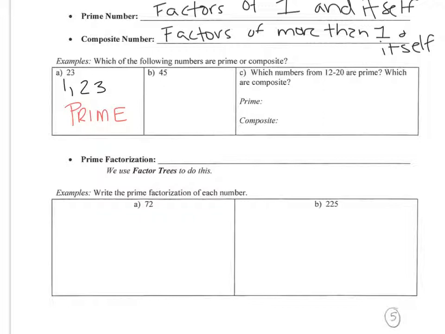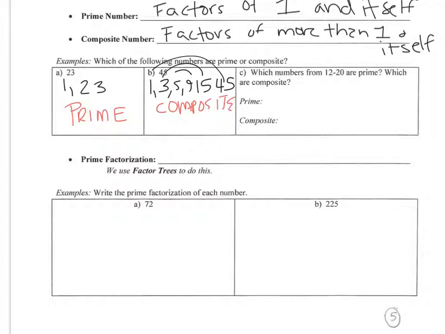Now I do 45. 1 and 45. 2, no. 3 goes into 45, since 4 plus 5 is 9, and that's divisible. So 3 matches up with 15. 5 matches up with 9. So this has more factors besides 1 and itself. So it's composite.